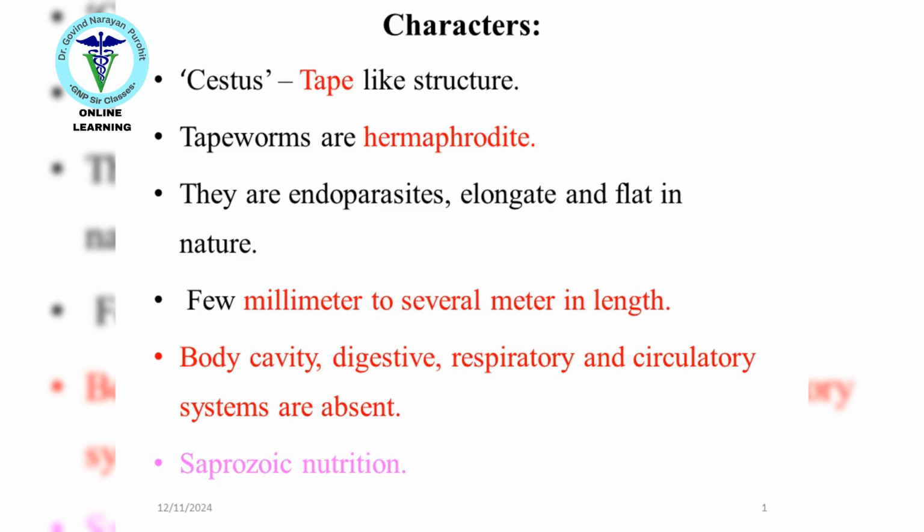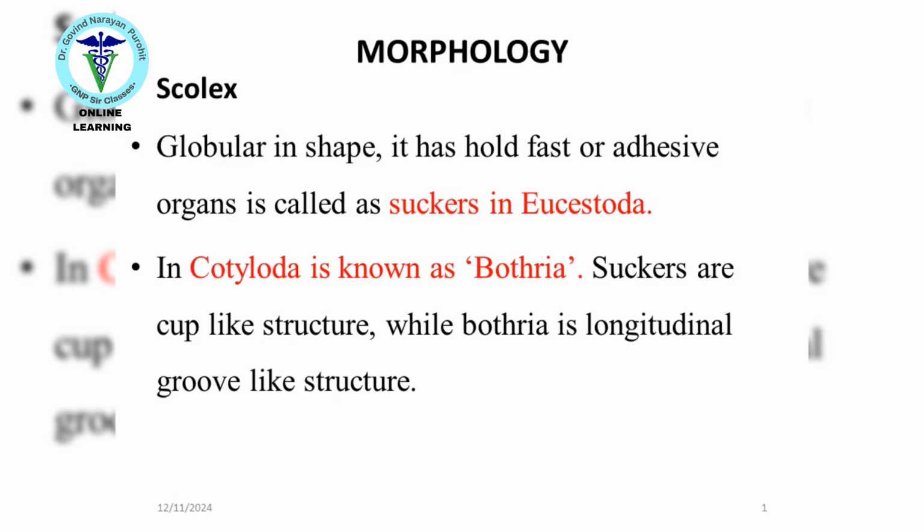Tapeworms are hermaphroditic endoparasites, ranging from a few millimeters to several meters in length. They lack body cavities and major organ systems, relying on saprozoic nutrition. The scolex, or head, of a tapeworm is globular and equipped with suckers or bothria for attachment. These structures vary between Cestode and Cotyloda.